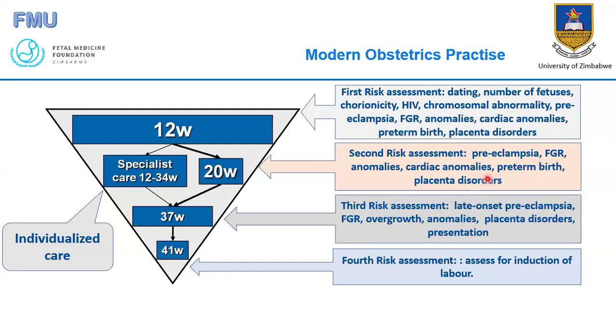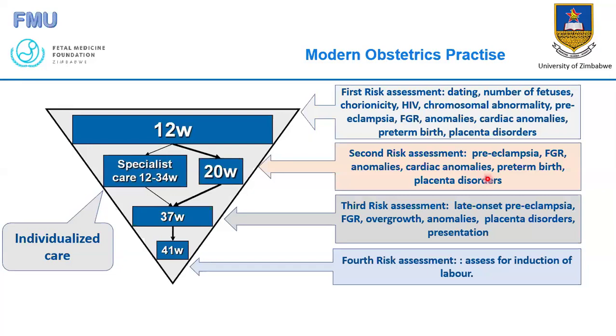When they come back at 37 weeks, they should be assessed for the risk of late onset preeclampsia. Today, we will learn that there are two kinds of preeclampsia, the early and the late onset preeclampsia. And they could both be bad, but the early is the bad one. They should be assessed for small babies, which is fetal growth restriction. They should be assessed for overgrowth. Overgrowth could be a sign that the mother has got gestational diabetes or undiagnosed diabetes mellitus, or there are overgrowth syndromes. They should be assessed for abnormalities. They should be assessed for placenta disorders, and they should also be assessed for abnormal presentations.